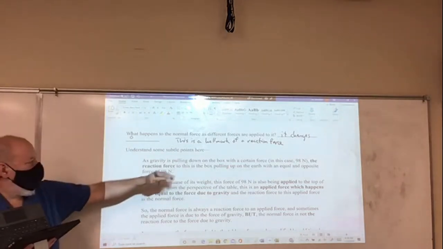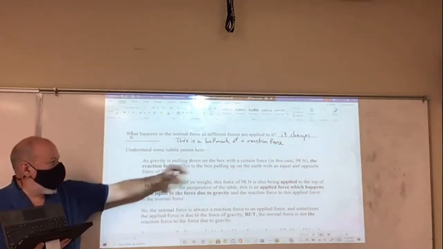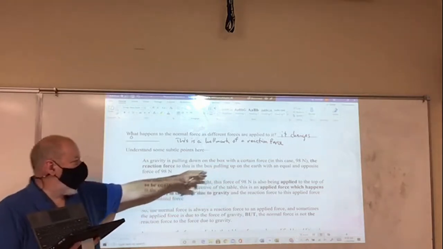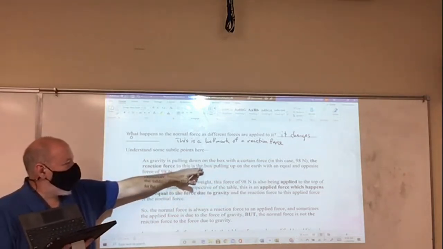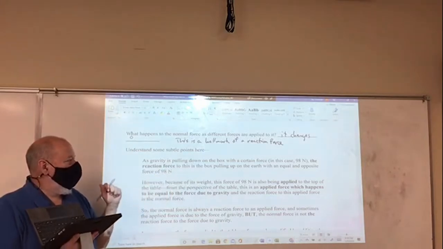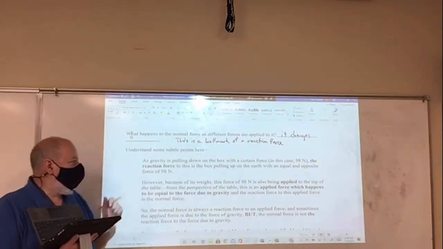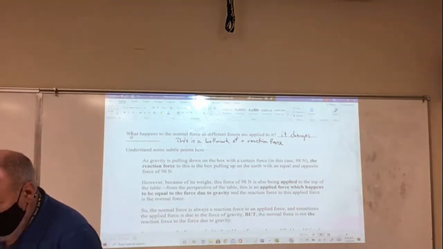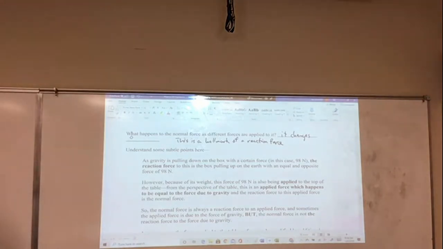Okay, so as some subtle points here, as gravity is pulling down on the box with a certain force, in this case 98 newtons, the reaction force to this is the box pulling up on the Earth. Whoa, wait a minute, what? What did I just say?